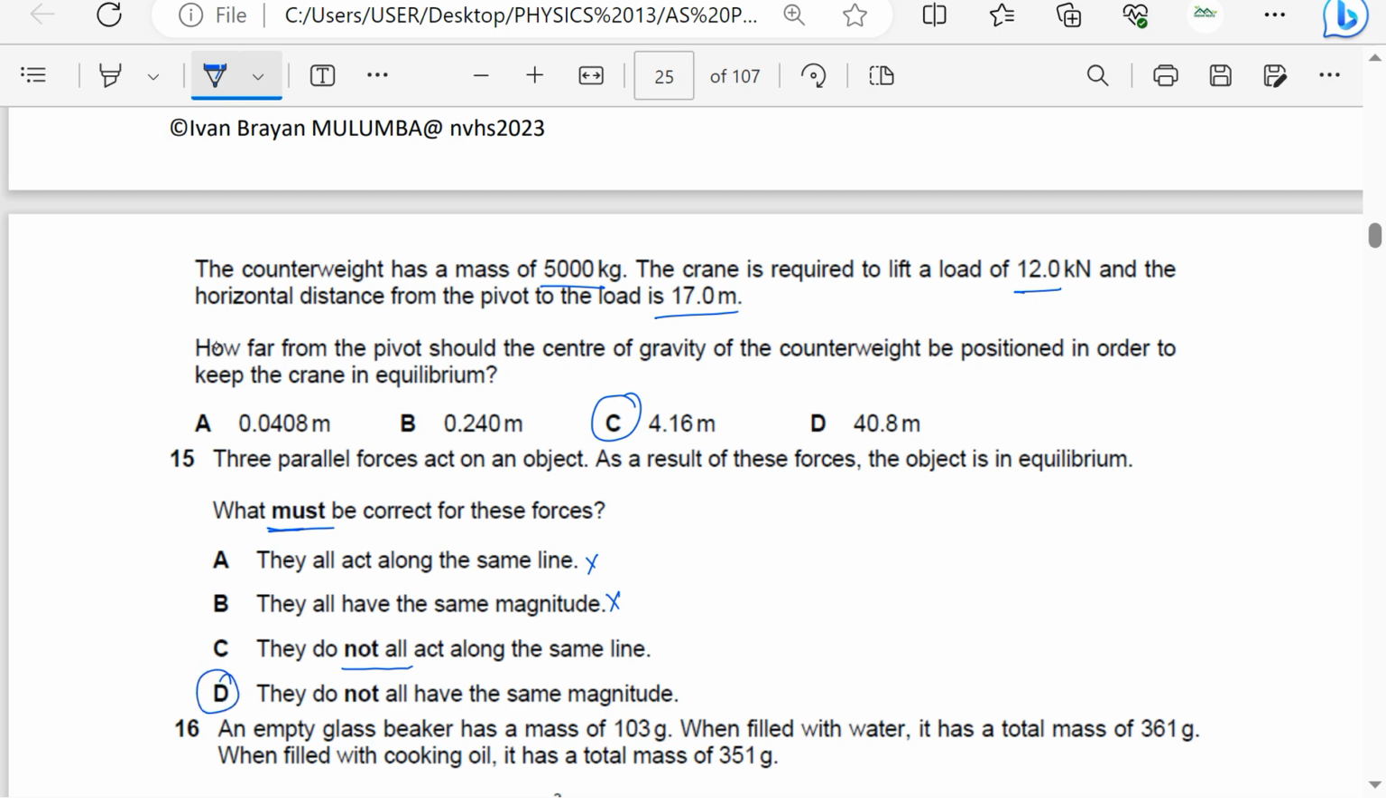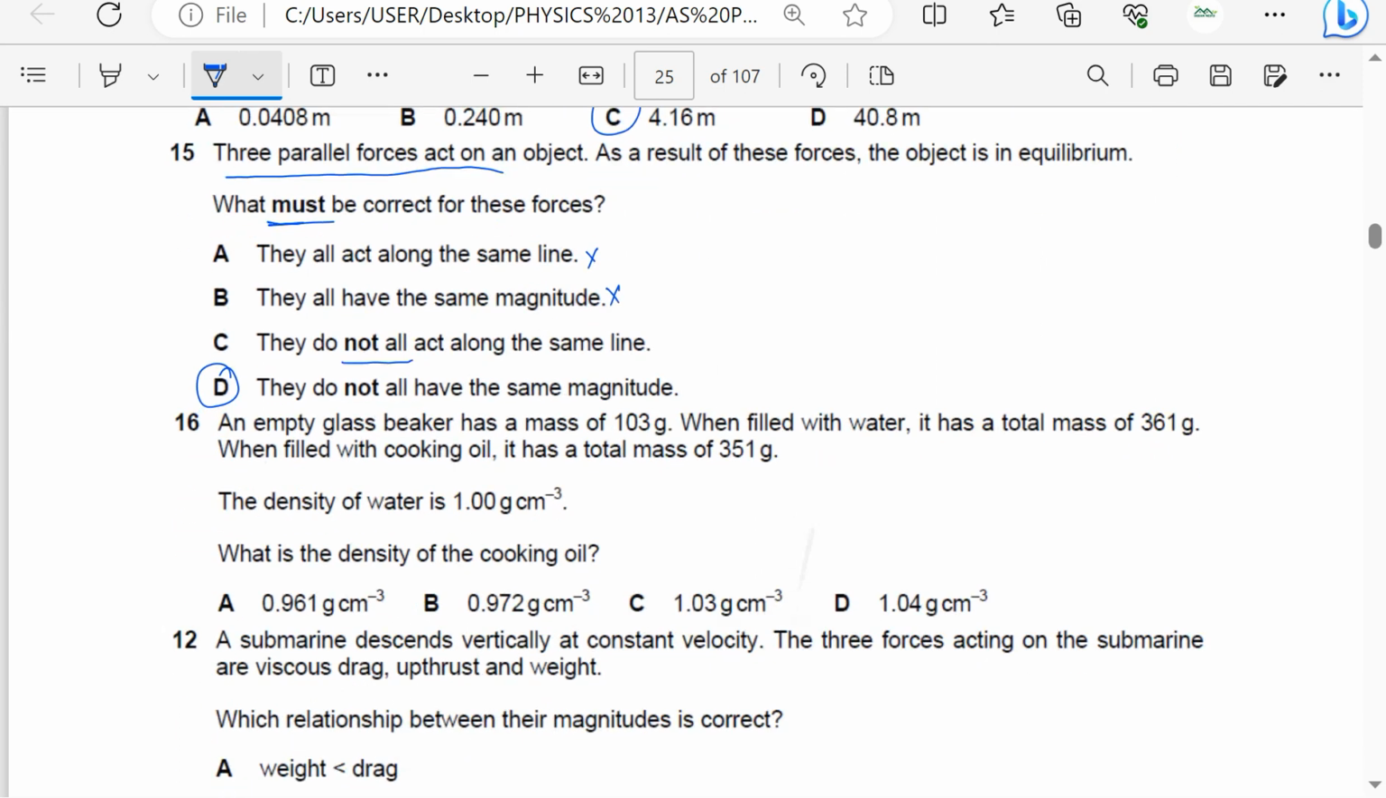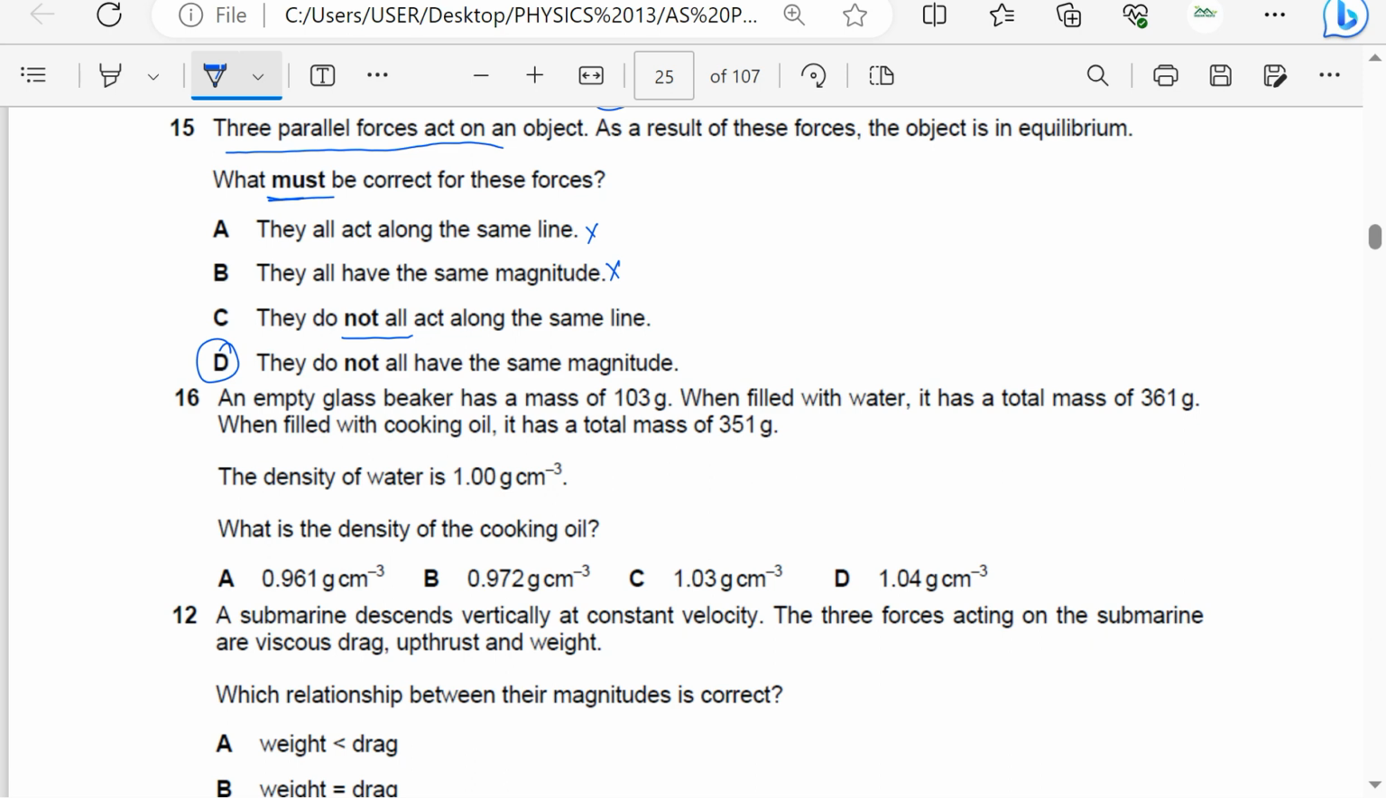If there are three parallel forces acting on an object, then they should not all have the same magnitude if they are to form a resultant which is 0. Because if they all have the same magnitude and they're acting parallel, then there's a possibility that there's a resultant force in one direction. So the answer is going to be D.